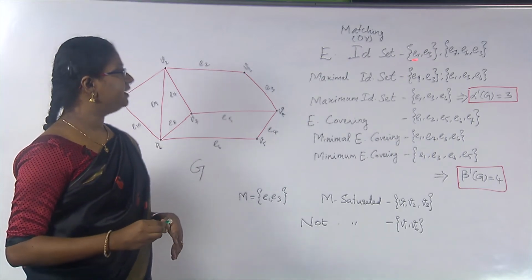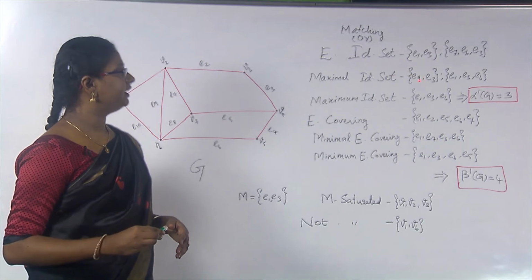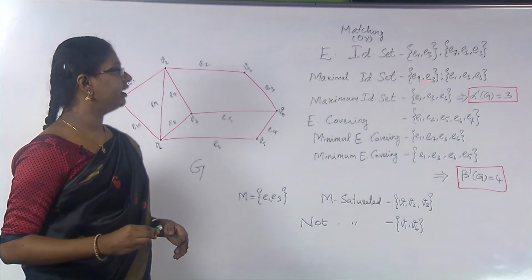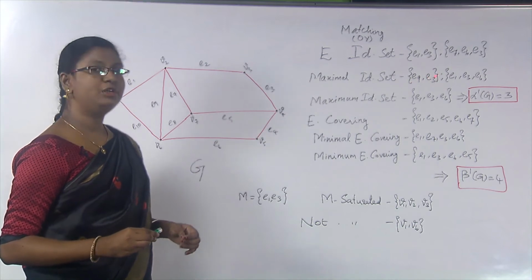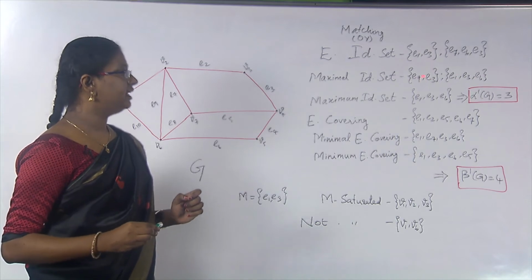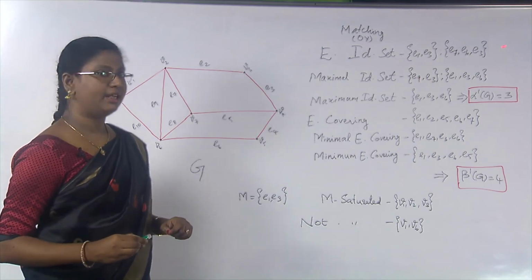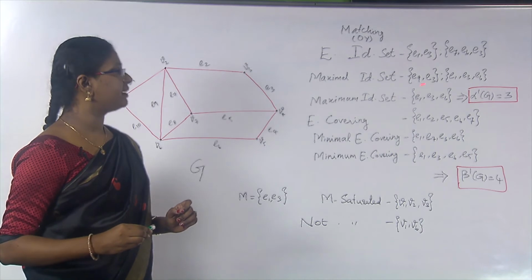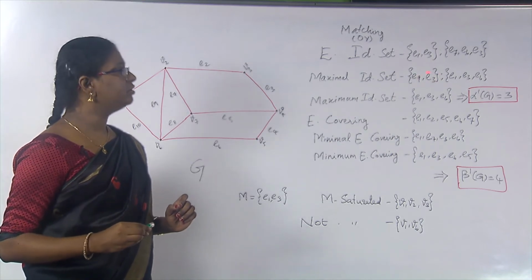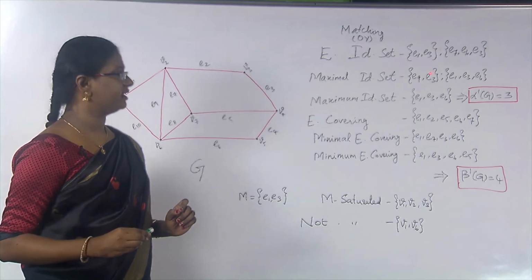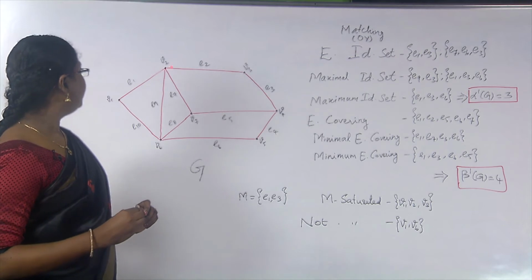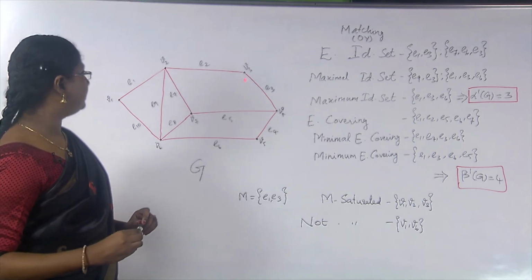So, maximal independent set, consider this set containing E9, E3. According to the definition, if I am able to add an edge to this set so that the resulting set is also independent, then we cannot say the set is a maximal independent set. So, for maximal independent, I should not be able to add any edge to this set.